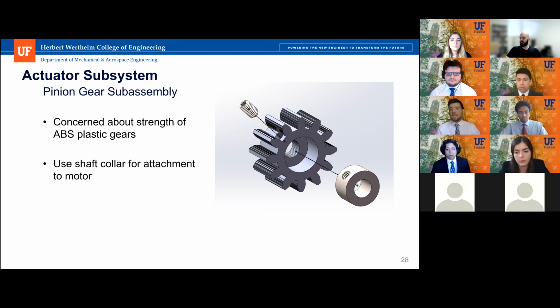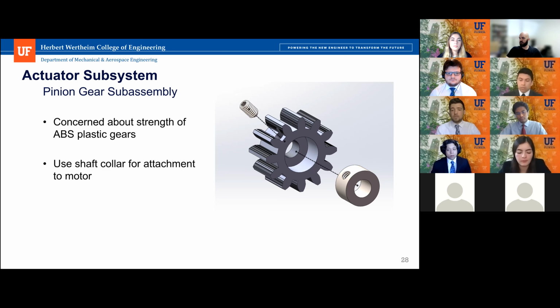And so the second option would be putting in a set screw into a threaded hole in the gear. But again, we were concerned about the thread stress, maybe stripping the threads in the gear as you were either clamping it down or again, just over time.